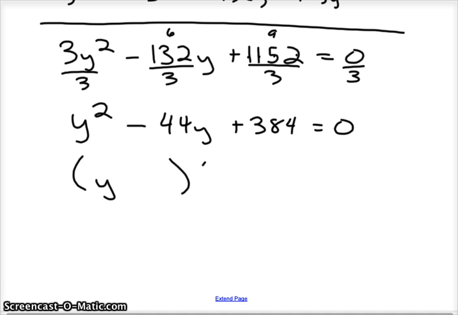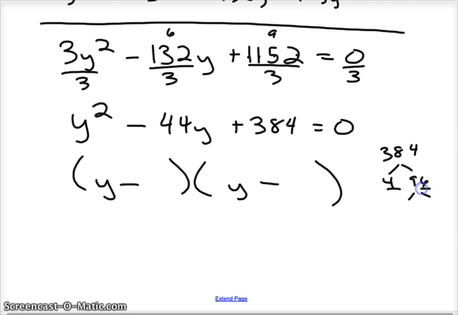It's going to be y and y, minus and minus, for the minus and plus signs. And now you just have to think about factors of 384. And 384, 4 and 96, and you could keep going and keep breaking it down. And then you'd have to look for all the combinations. So you could use 4 and 96 here in the middle, but that doesn't give you 44. What does give you 44 is 12 and 32.